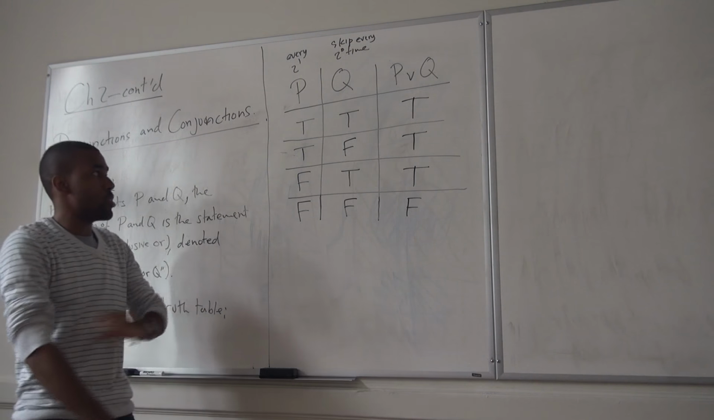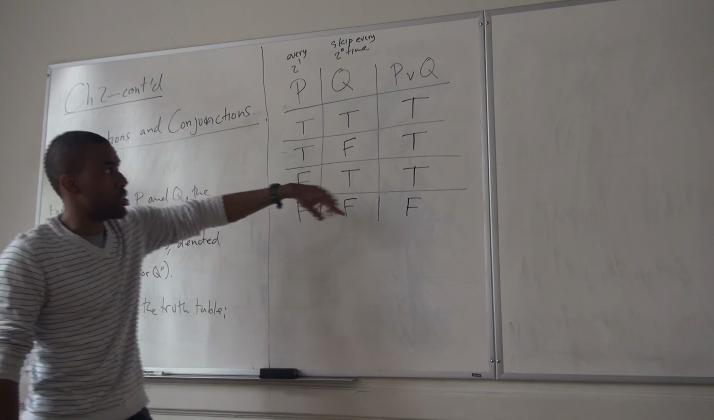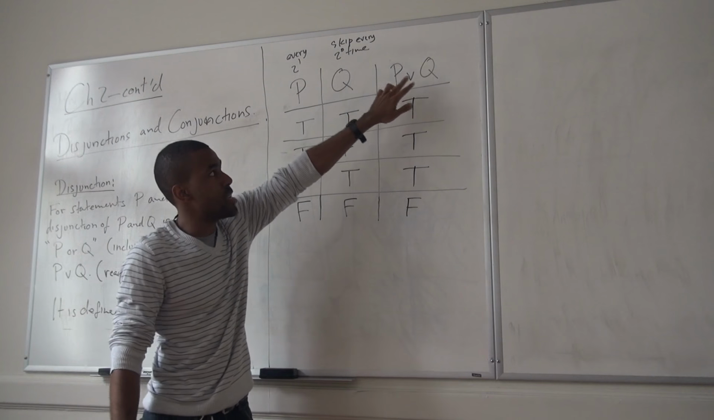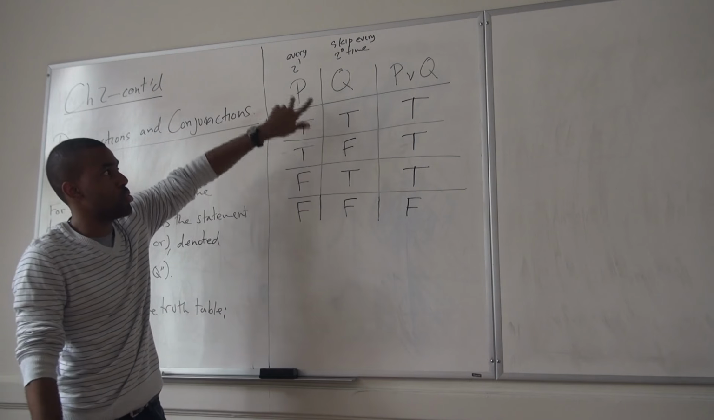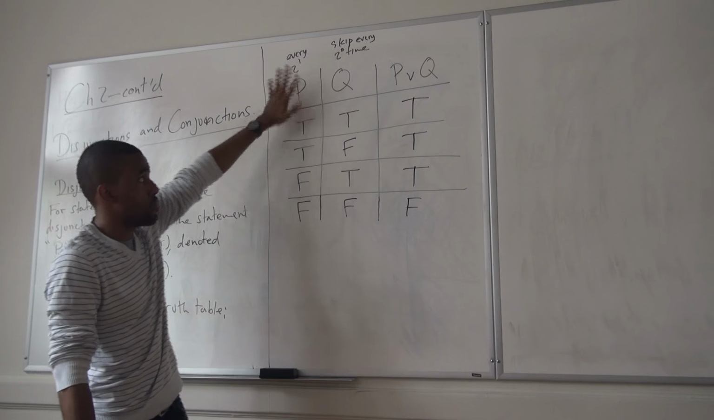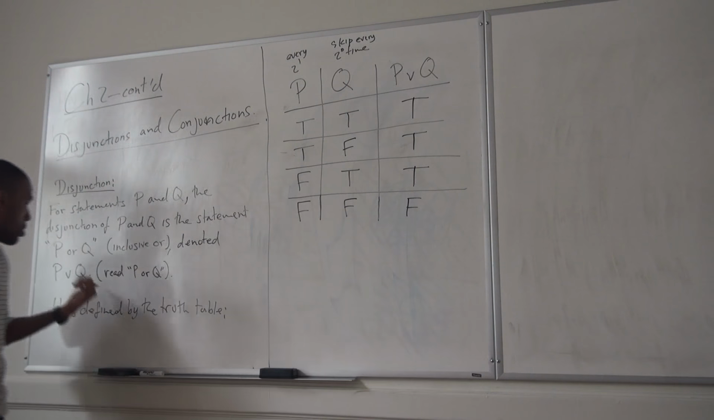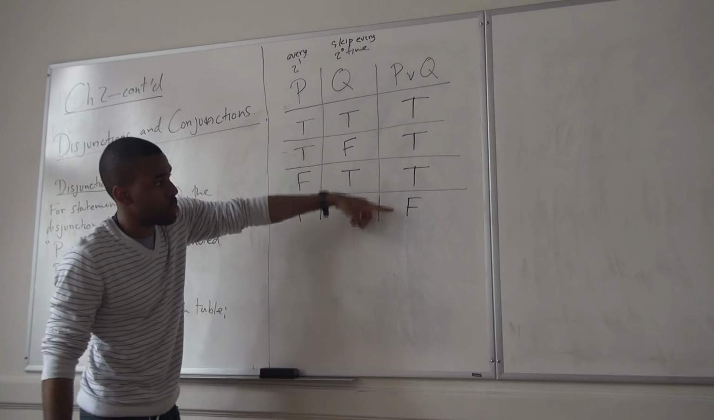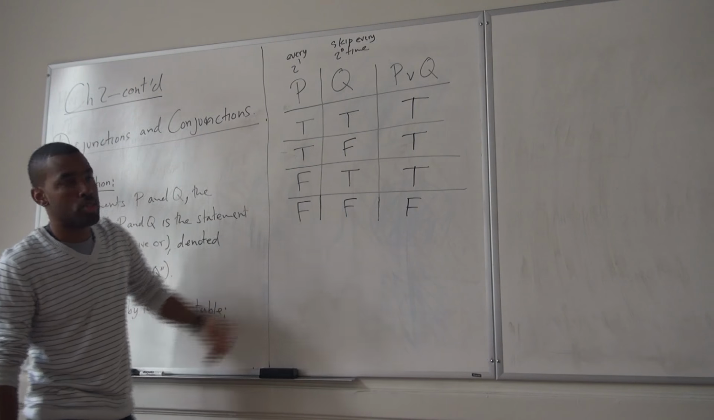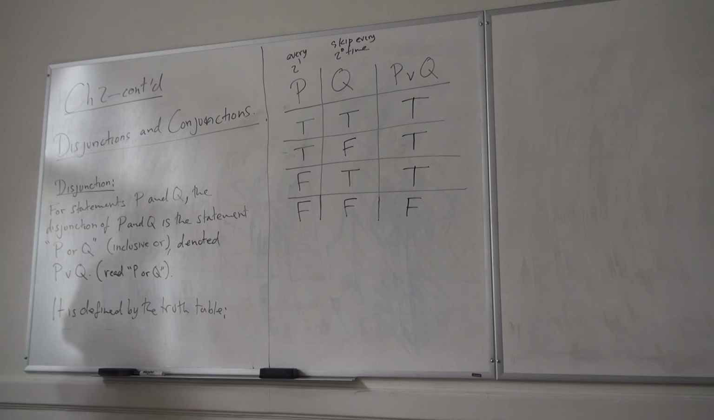So this gives you the possible arrangements of the truth values for the statement P or Q, depending on the 2 separate statements. These are 2 separate statements on their own. This is a new statement I made by combining 2 statements with an or, and this is how the truth values will behave, depending on the truth values of the previous 2 statements.